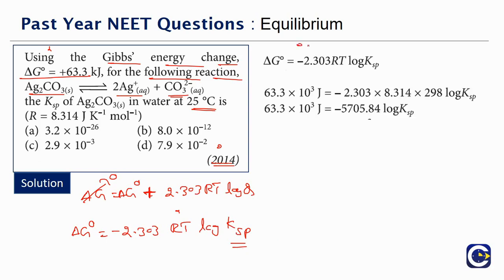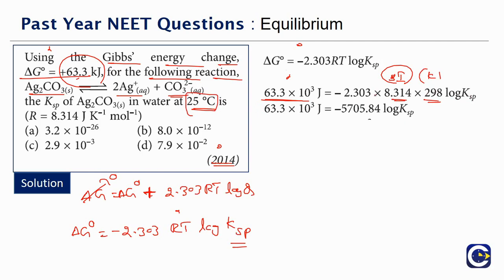In this, what is the del G naught value? 63.3 kilojoules. We have to be careful about the units. Kilojoules means we have to convert this into joules. So 63.3 into 10 power 3 joules is equal to minus 2.303 into R, the SI unit value of R, 8.314 joule per mole per Kelvin, into temperature T, which must be on the Kelvin scale. They are saying the temperature is 25 degrees centigrade, which on the Kelvin scale is 298 Kelvin, into log KSP.